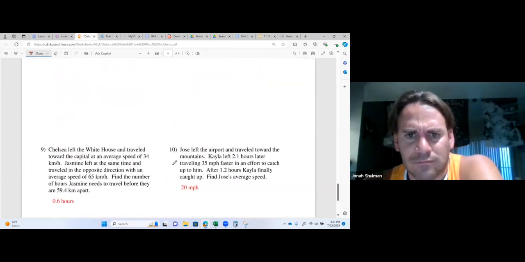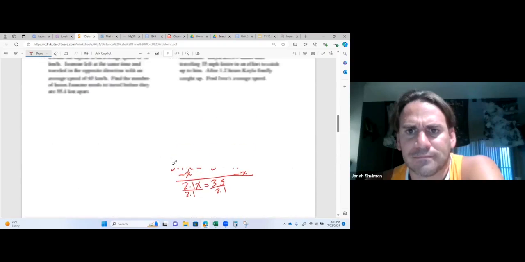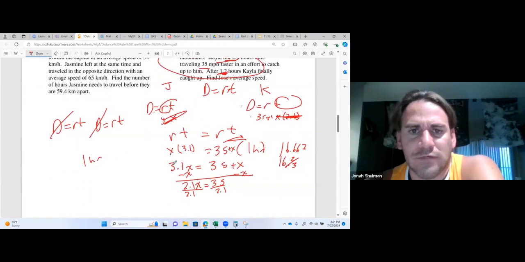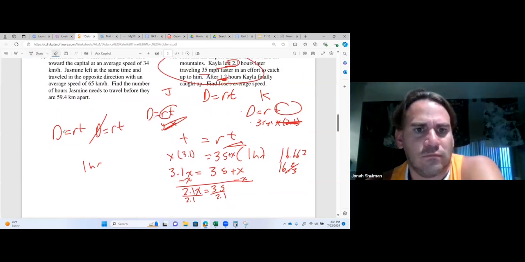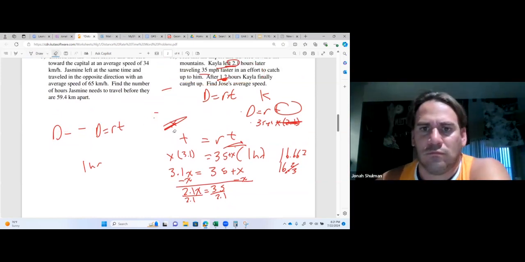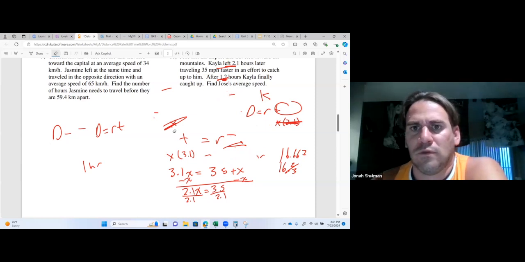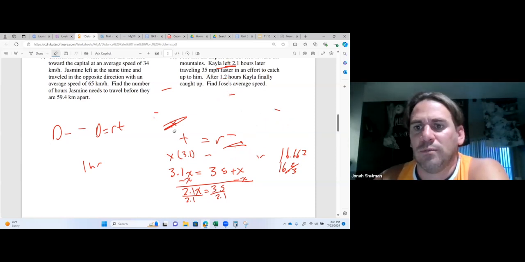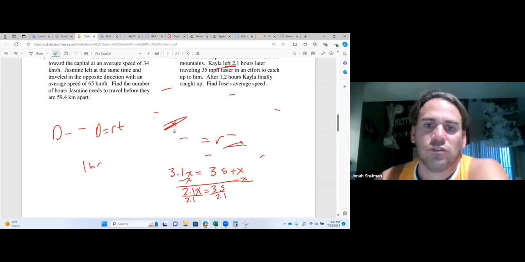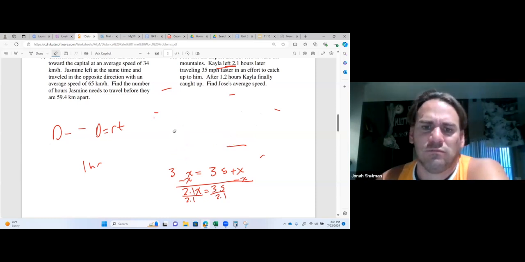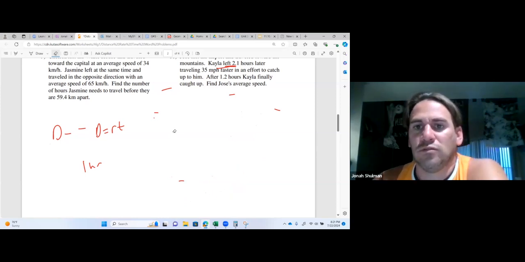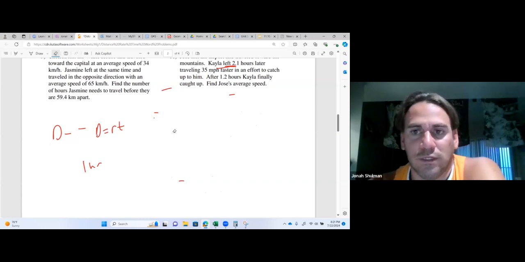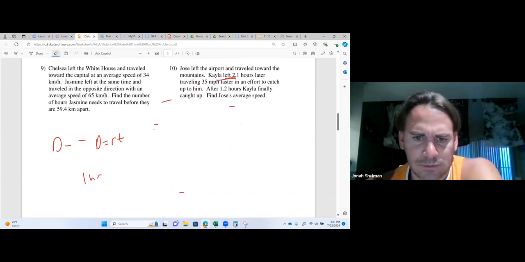So he's going 20. Crazy. So let's see if that works. Let's take the answer, work backwards, and figure out how they got it, which is always useful, right? Because sometimes this stuff is hard. I haven't looked at these in a very long time. All right, so we know Jose is going 20. Let's work backwards.